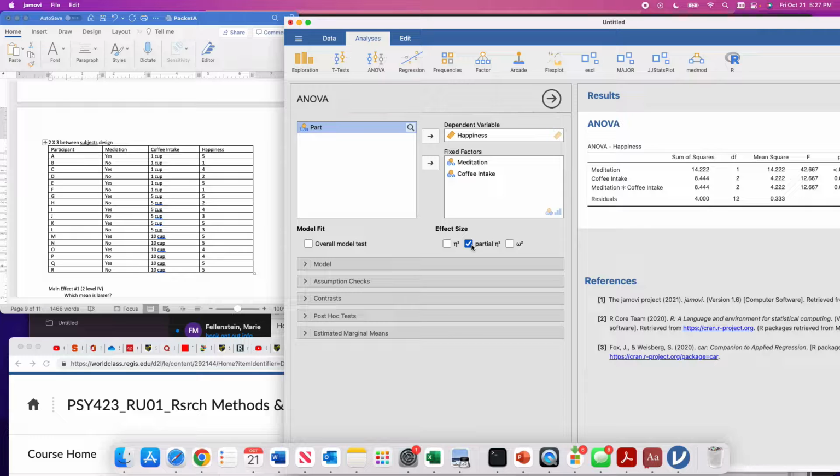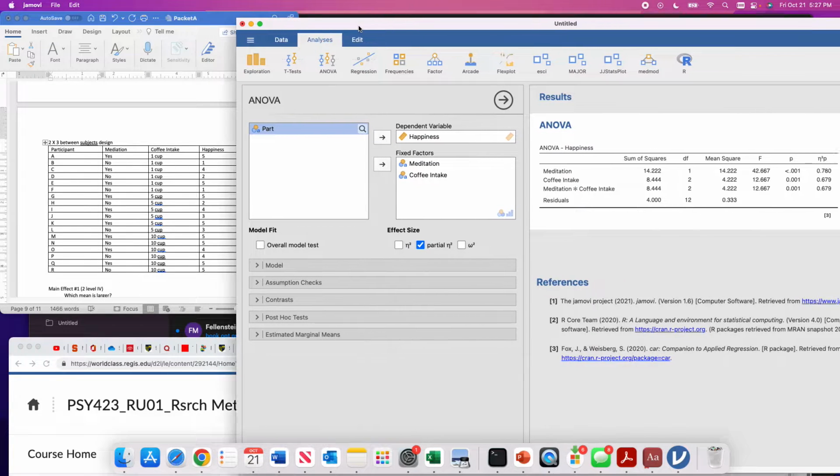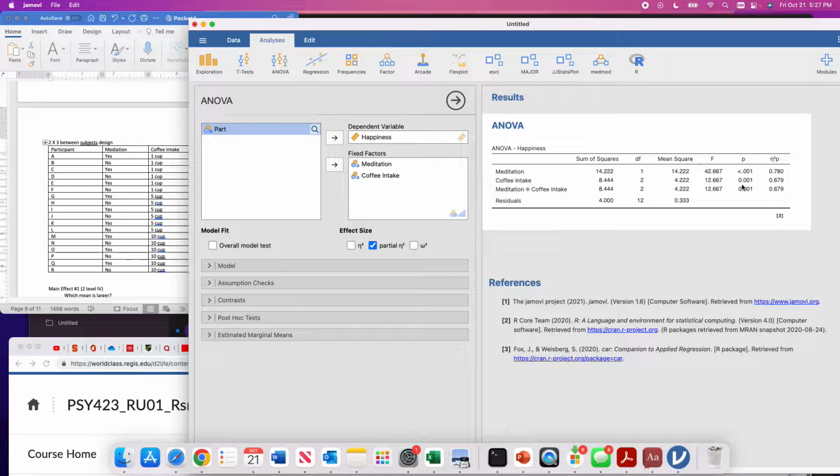Percentage of relationship that the effect causes in the DV. This is a true experiment, so I can use the word cause. We're going to have to do some extra stuff here. We could reach out and do the partial eta squared 90% confidence interval using our tool, but we're not going to have to. So right here, when I just look at this ANOVA, we have a significant effect of meditation. We have a significant effect of coffee intake, and we have a significant interaction.